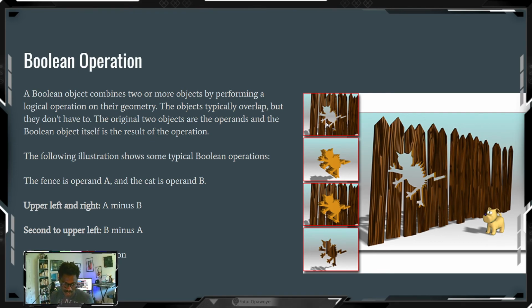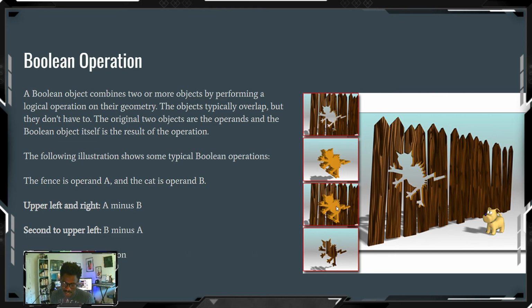All right. Second to upper left is B minus A. So instead, you're subtracting the fence from the cat, which is going to give you an outline. You see this brown outline right here, that is the fence geometry mimicking the outline of the cat. It cuts out everything else and leaves just the imprint, or the cookie cut, of the cat.